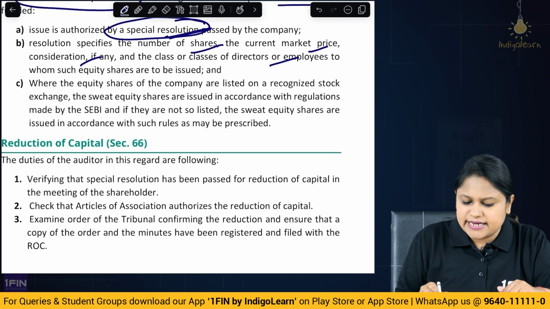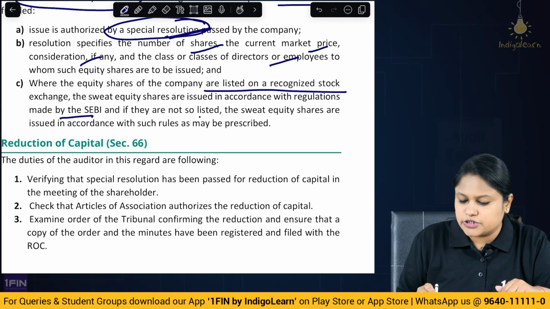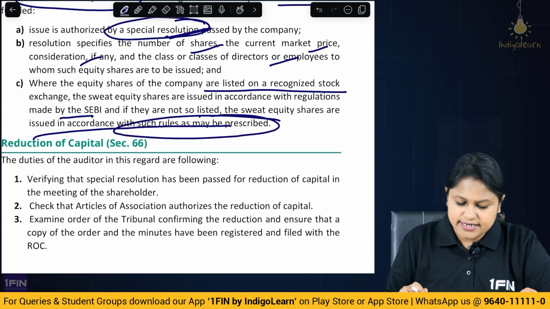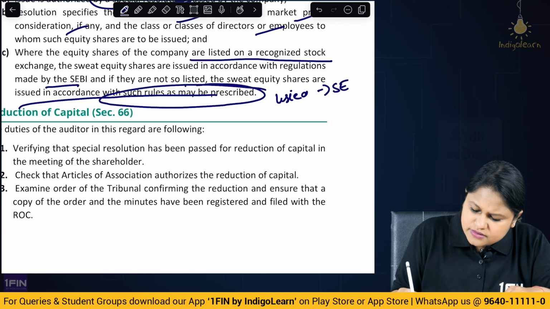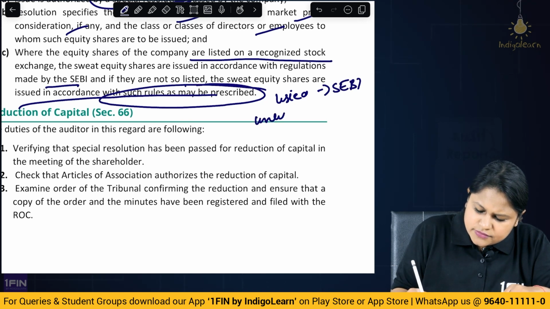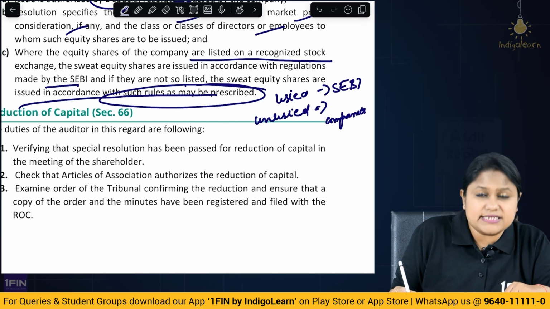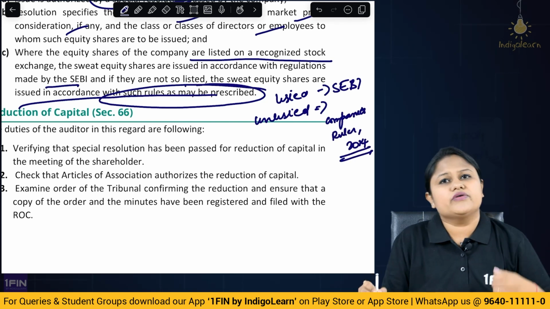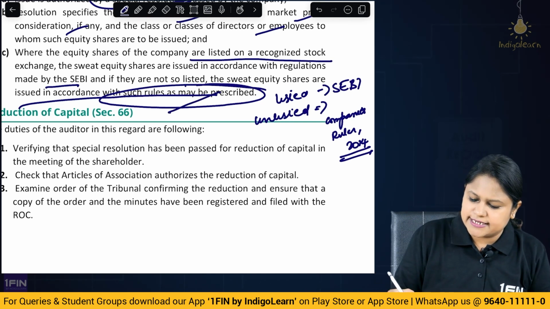Whether the equity shares of the company are listed on a recognized stock exchange, sweat equity shares are issued in accordance with regulations made by SEBI, and if not so listed, the sweat equity shares are issued in accordance with such rules as may be prescribed. Got it? So understand, if it is listed, we have SEBI, and if it is unlisted, then we have company rules. We know Companies Act is rule-based legislation. So the Companies Rules 2014 are there. Whatever is given there, you have to fulfill. Correct? So for other companies, rules as may be prescribed, and for listed companies, SEBI.